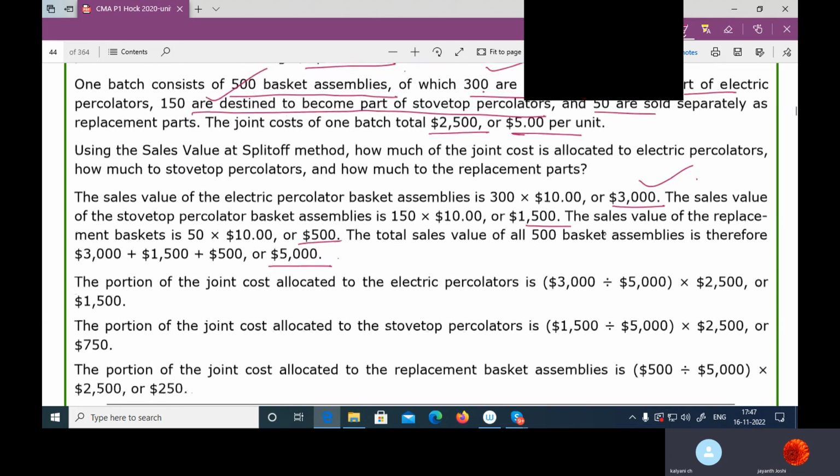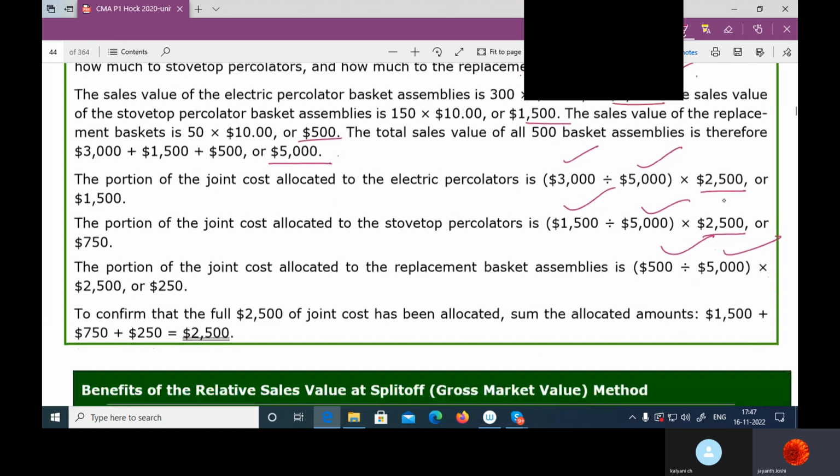We will take each one's revenue divided by total revenue into joint cost. Each one's revenue by total revenue into joint cost. So did we allocate the joint cost of 2,500 amongst each and every type of percolator? Please tell me. Did we allocate the joint cost of the basket assemblies amongst electric percolator, stovetop percolator, and replacement basket? Please tell me.